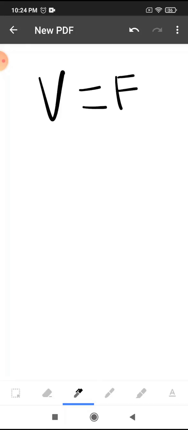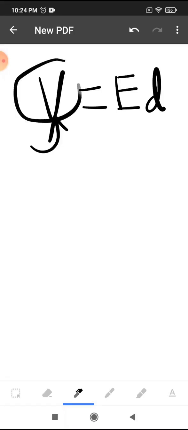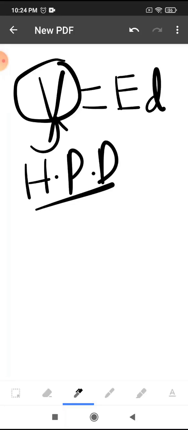So we got the potential as this. Now let me tell you something. This potential, as a matter of fact, is called the Hall potential difference. This V is the Hall potential difference. It's just a term in honor of Edwin Hall.